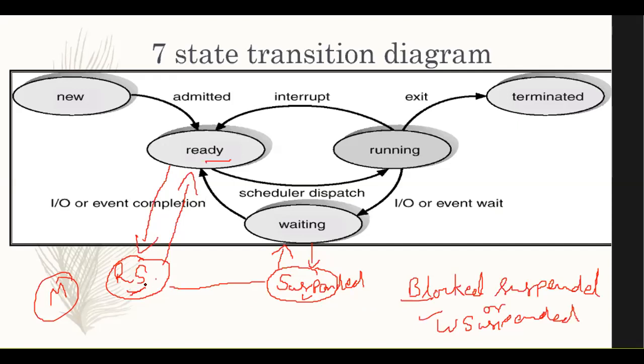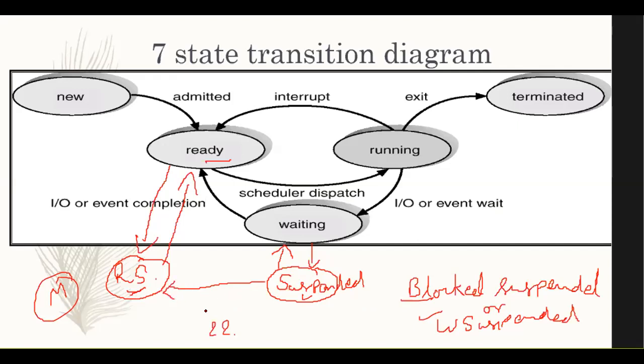So what is the relation between ready suspended and block suspended state, and can this arrow move in both directions, from ready suspended to block suspended, and from block suspended to ready suspended? So what is your answer? Now, the answer is that I'll move processes from block suspended to ready suspended.